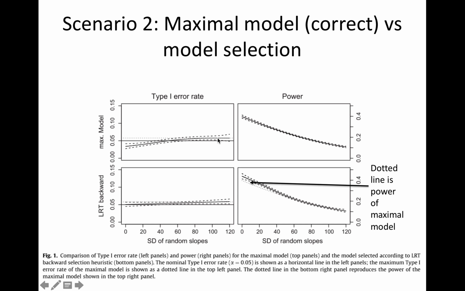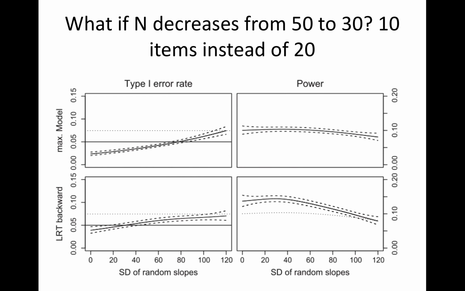gets bigger, and then actually the type 1 error is a little bit above 0.05, whereas for the likelihood ratio test, the type 1 errors are actually preserved, and the power is slightly higher. It's very slight. This dotted line here is the power from the maximal model. So I don't know. I don't even know that those are significantly different from each other, but you know, power is power. It's nice to have more power. Right. So again, type 1 error controlled, power slightly better.